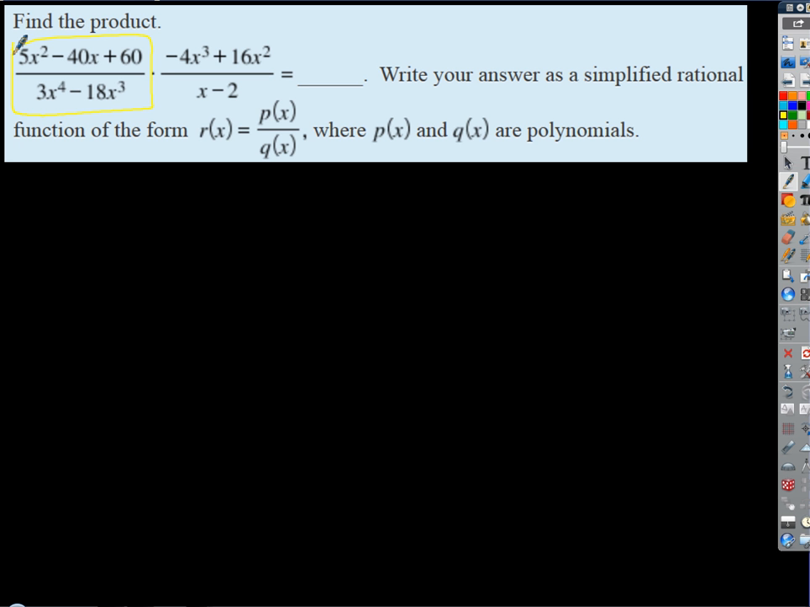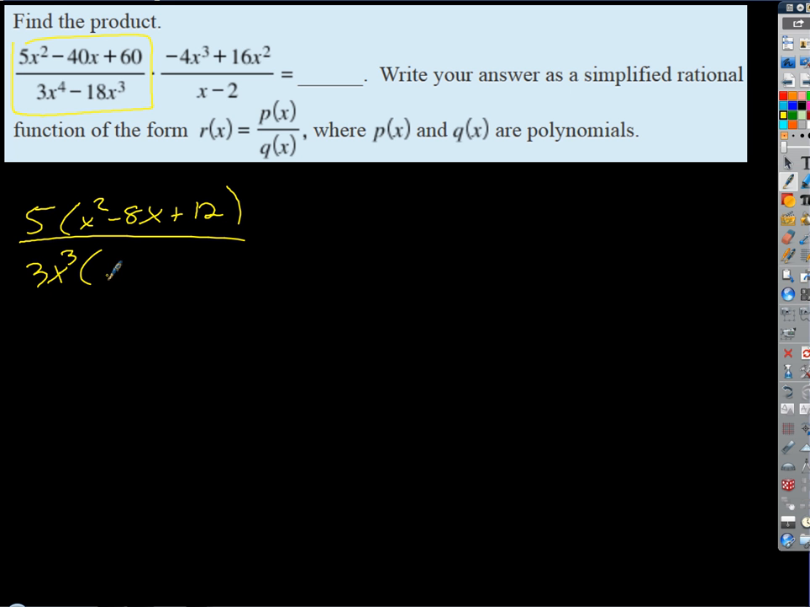On the top, what do I do first? Can I factor anything out? We always try that first. I can take out a 5. Good. So on the top, I could factor out a 5, leaving behind what? X squared minus 3. Okay, and on the bottom, we could factor out 3x cubed, leaving us with what?